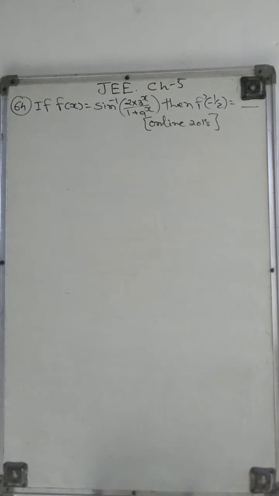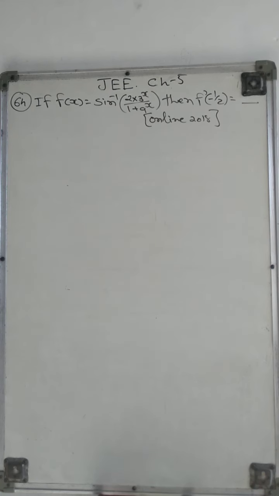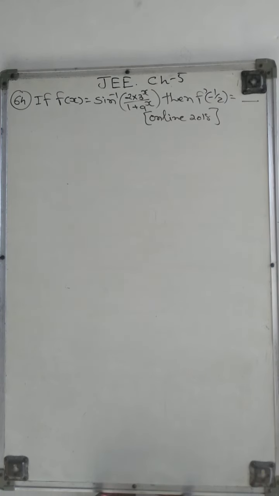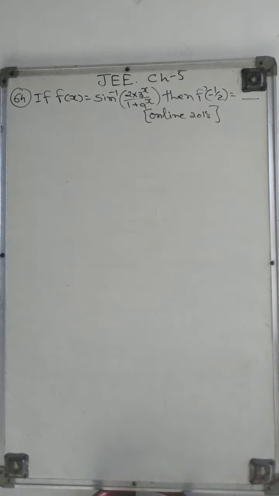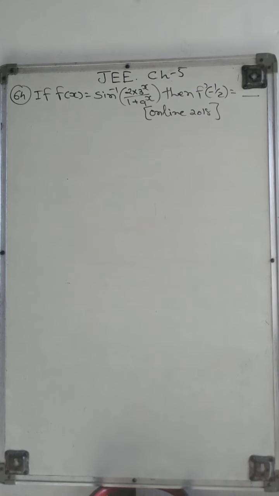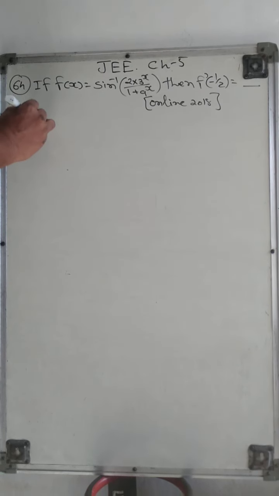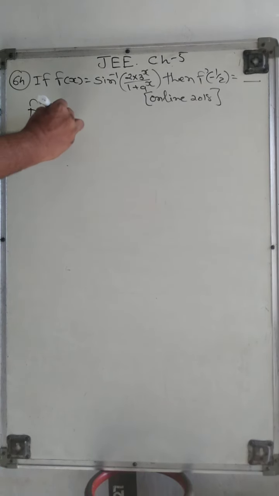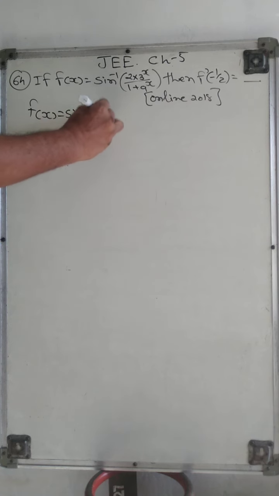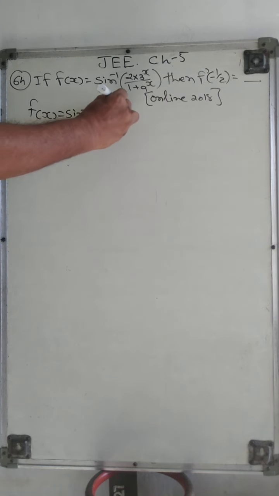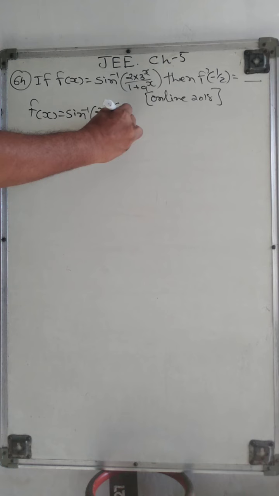64th sum. If f(x) is equal to sine inverse of 2 into 3 raised to x upon 1 plus 9 raised to x, then f dash of minus 1 by 2 is equal to dash. This is an online 2018 question. So here, first of all, f(x) equal to sine inverse of 2 into 3 raised to x upon 1 plus 9 raised to x.